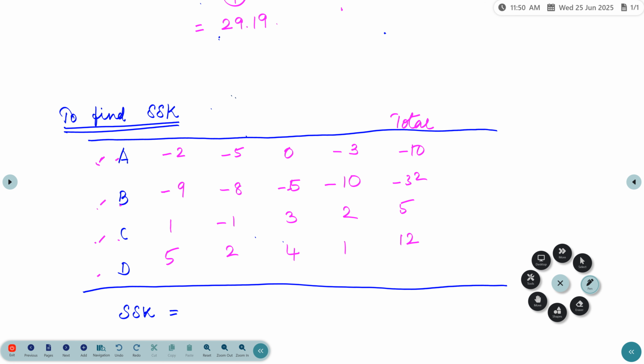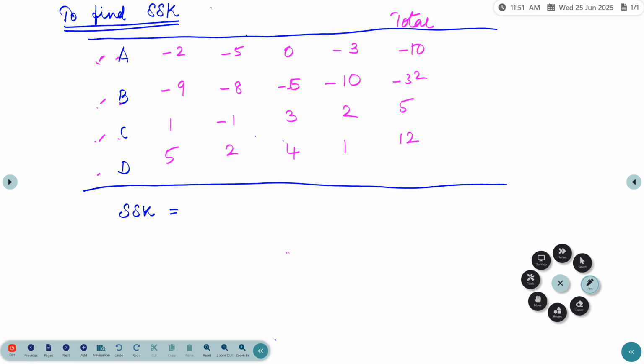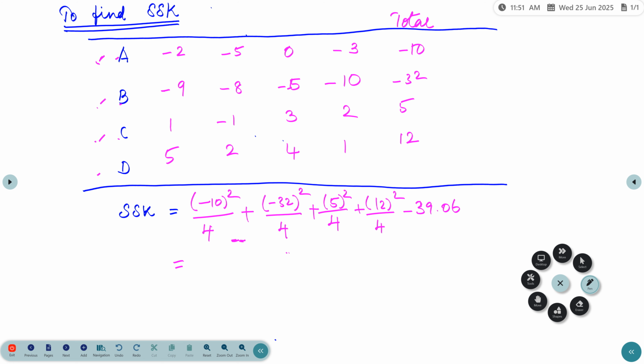Next we are going to calculate SSK. SSK is minus 10 the whole square divided by the number of values in the row, plus minus 32 the whole square divided by 4, plus 5 square divided by 4, plus 12 square divided by 4, minus T square by n. T square by n is 39.06. Do the calculation carefully. The answer is 284.19.